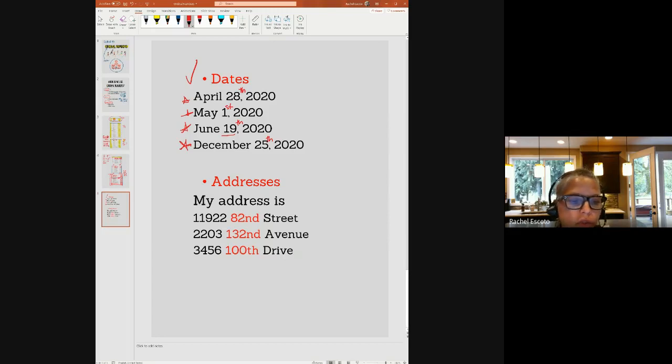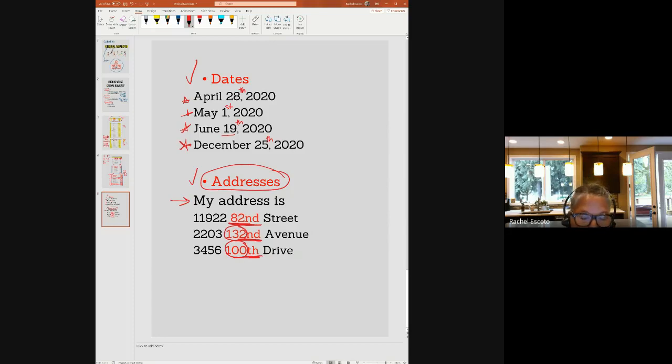We also use ordinal numbers for addresses. For example, we don't say my address is 11922 82 ND Street. No, now we know this is 82nd Street. This is 132, but it's 132nd Street. This is 100, but it's 100th Drive.